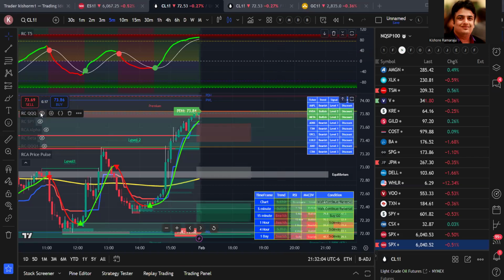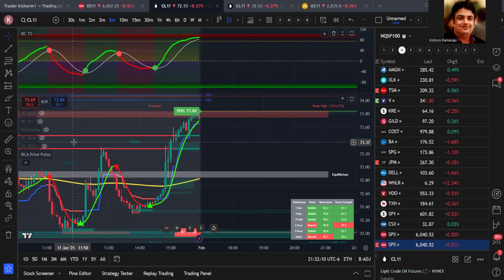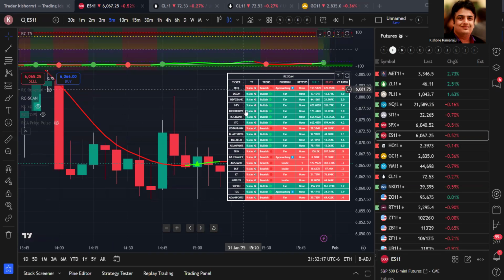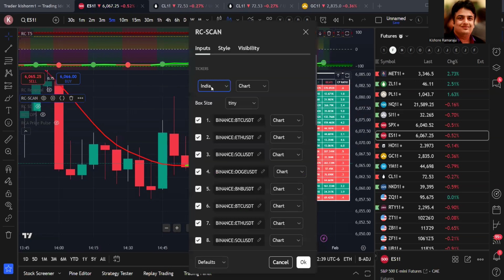So RCQQQ and RC scan. RCQQQ is basically telling you which stocks are at a discount and which stocks are at a premium. Whereas RC scan is telling you a different story. It tells you how close these stocks are to a buy order block or sell order block, how many buyers, how many sellers, what the buyer versus seller ratio is, and what the overall trend is. You can do it for stocks, for futures, for whichever you want.